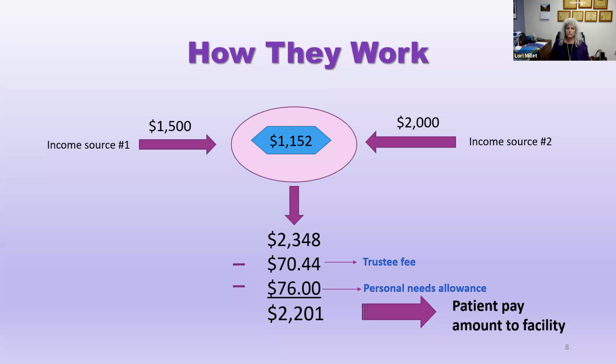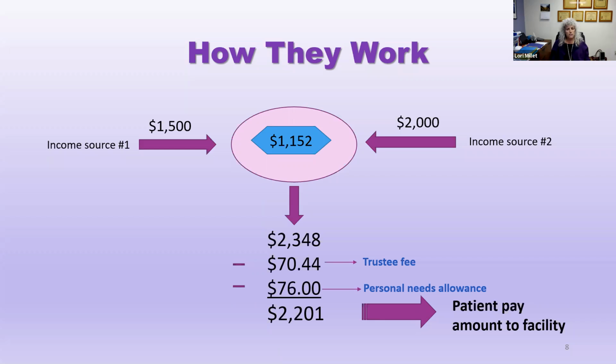Now, how do they work? The pink circle is the income diversion trust. So let's say that your loved one has two sources of income. Let's say it's Social Security and a pension. One is $1,500 and the other one is $2,000. So $3,500 is clearly above the income cap of $2,349. $1 less than the income cap comes out every month.